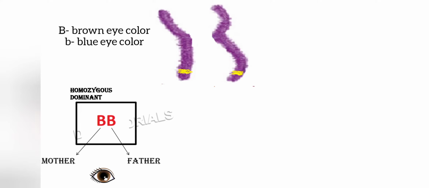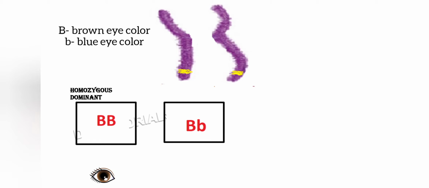The second one is the probability where a person has capital B and small b. So here both the alleles are different.